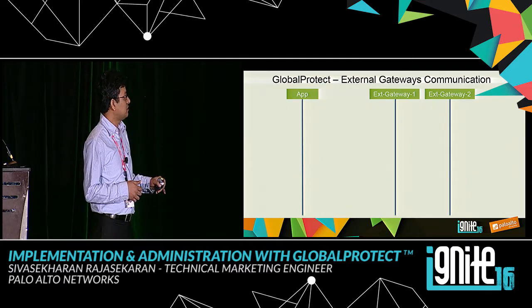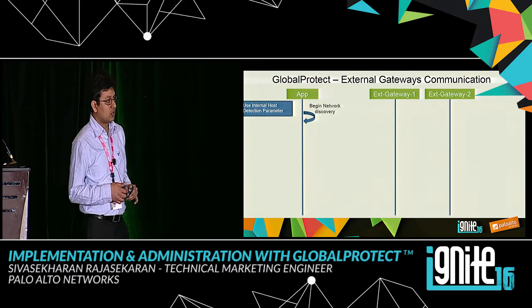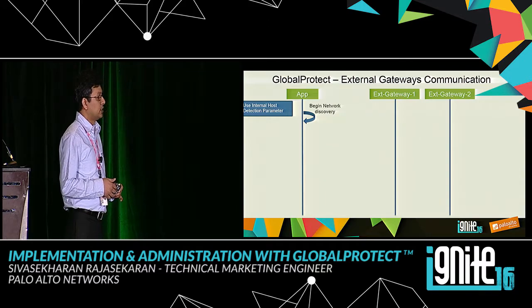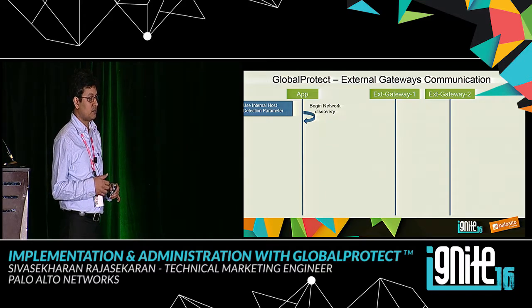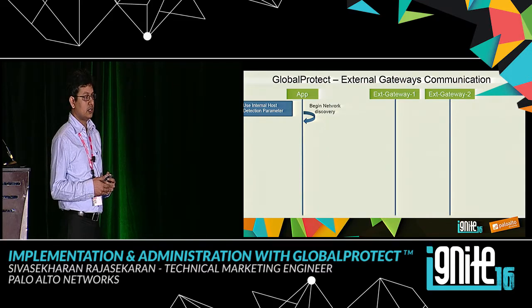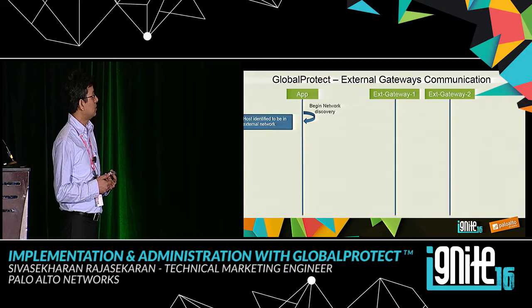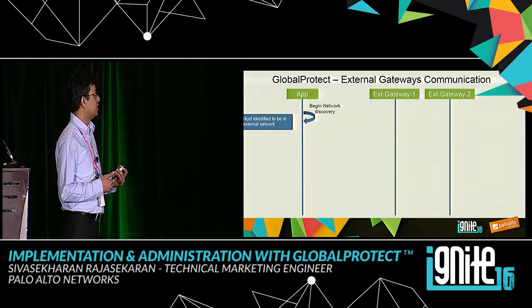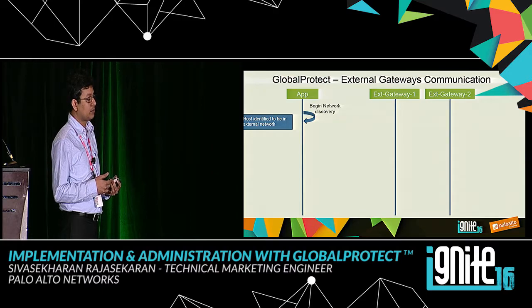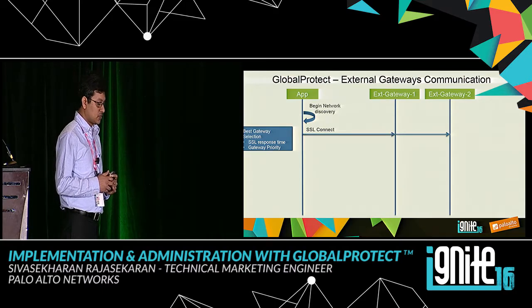As usual, after receiving the client config, the GlobalProtect app will start to do a network discovery. And in this case, because it is not able to resolve the internal host successfully, the client identifies itself to be in an external network. And because it is identified to be in an external network, the GlobalProtect app will begin something called an auto discovery.